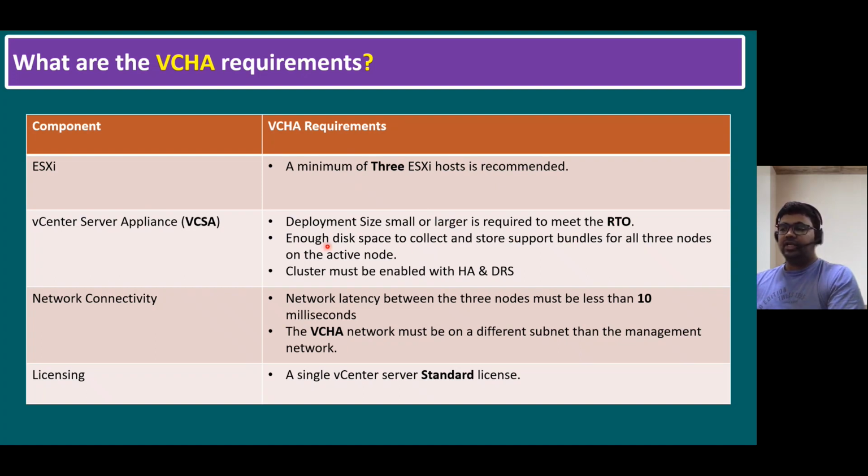Okay, and enough disk space to collect and store support bundles for 3 nodes on the active node, and the cluster must be enabled with HA and DRS switches. And the network latency between 3 nodes must be less than 10 milliseconds, and also the VCHA network must be a different subnet than the management network. This is one recommendation from VMware. And the licensing, a single vCenter standard license is enough to configure vCenter HA.